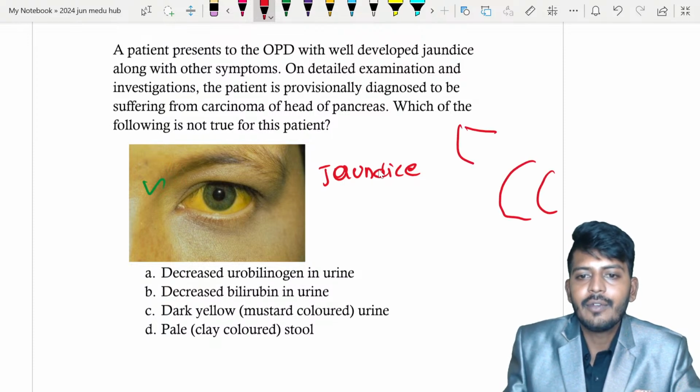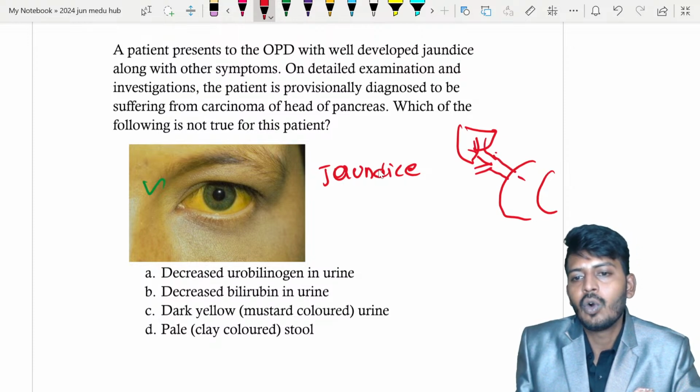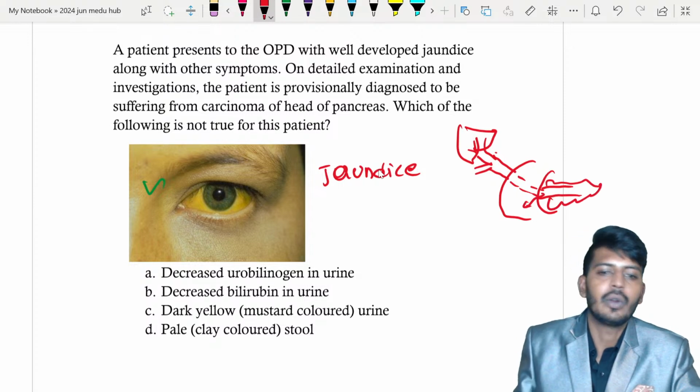And you have the liver. From the liver you are getting a common bile duct, which is formed as a result of the cystic duct and hepatic duct, all of them. So this common bile duct will go behind the duodenum, combine with the pancreatic duct, and open into the duodenum.